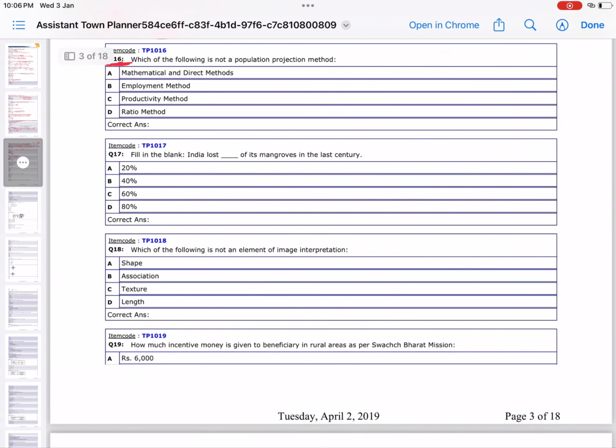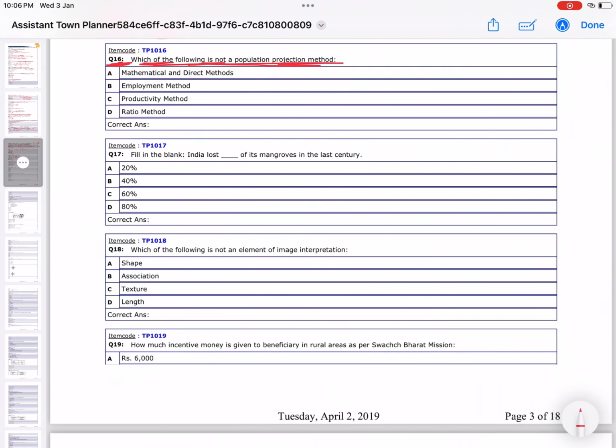Question number 16. Which of the following is not a population projection method? The employment method is, the ratio method is, but the productivity method is not a population projection method. Question number 17. Fill in the blanks. India lost dash of its mangroves in the last century. So it has lost about 40% of its mangroves in the last century.